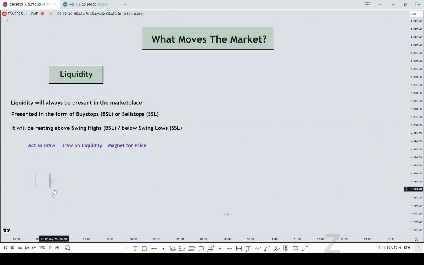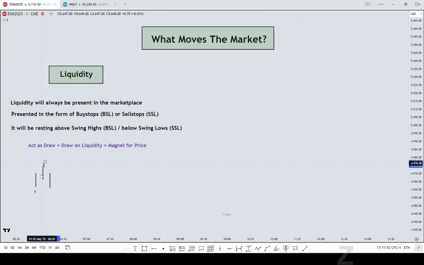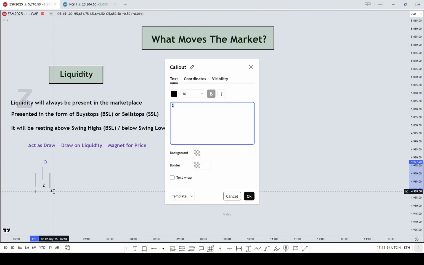But then Michael J. Huddleston introduced a fresher idea: you don't need to see all of that to expect the market to reverse or go in the other direction. You just need three candles. That is the pattern of a swing high. Candle number two is going to be the highest of them all. So number one is here, two, and three.